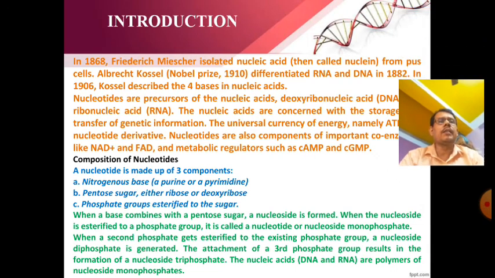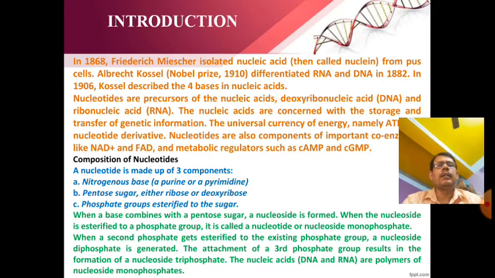A brief history of DNA. In 1868, Friedrich Miescher isolated the nucleic acid, then called nuclein, from pus cells. Albert Kossel, who won the Nobel Prize in 1910, differentiated RNA and DNA in 1882. And in 1903, Kossel described the four bases of the nucleic acid: adenine, guanine, cytosine and thymine.